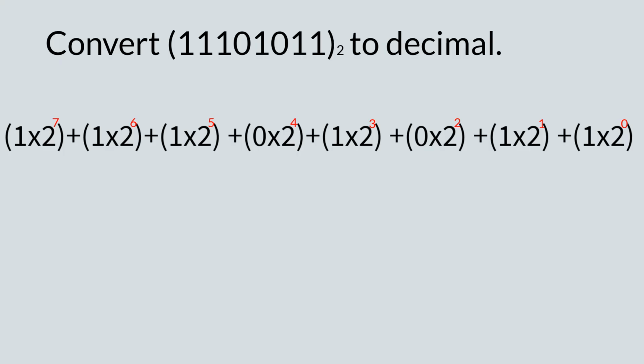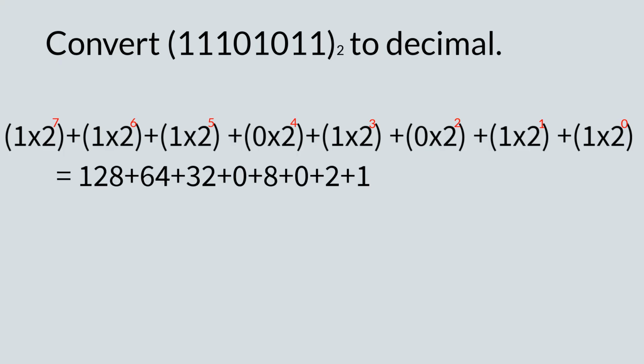If we evaluate each term, we get 128 plus 64 plus 32 plus 0 plus 8 plus 0 plus 2 plus 1. Adding these together gives you 235. Therefore, the binary number 111010111 is 235 in base 10.